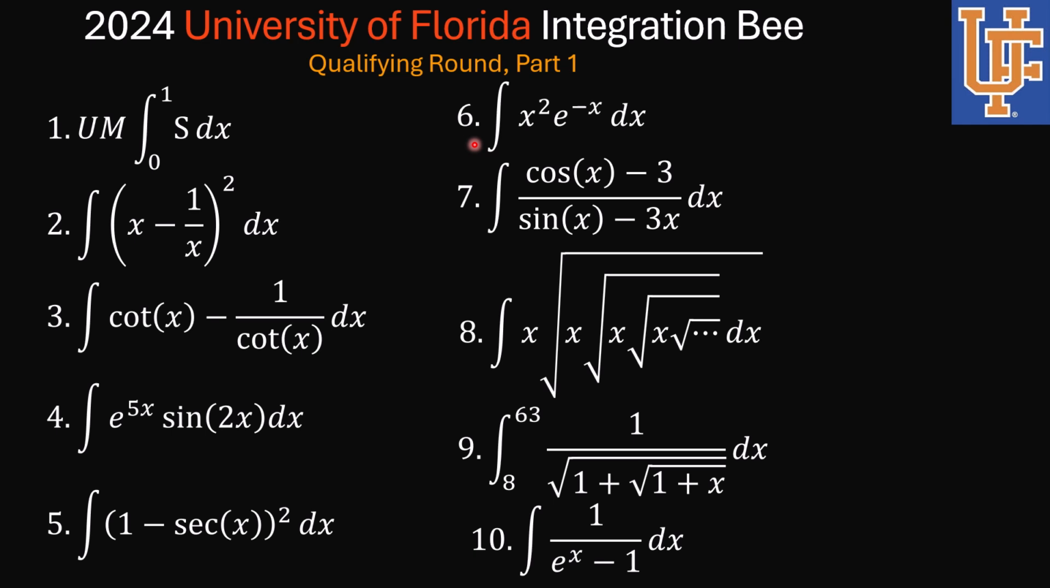So without much ado, we're moving forward to the solution section of this problem. Problem number 1, which is the product of constant u, constant m, and the definite integral from x equals 0 to x equals 1 of a constant s. So this is a very easy problem. I think this was just to get everyone excited.